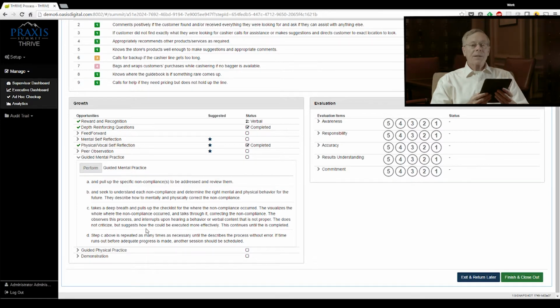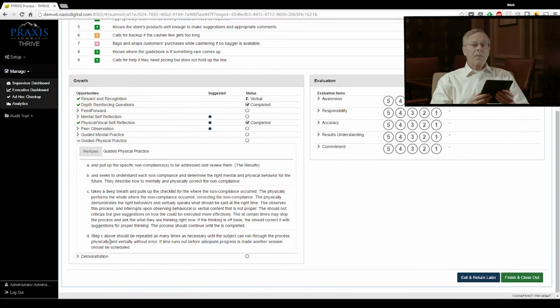Guided physical practice is actually having the employee go back and go through the process, and the supervisor basically would interrupt the process at the right point in time, say, and again, in a guidance mode, think about doing it this way, think about doing it this way instead of that way, and so on. And again, we don't want it to be do it this way, this is the only way, because there's many ways to do a process, but think about this, think about that.